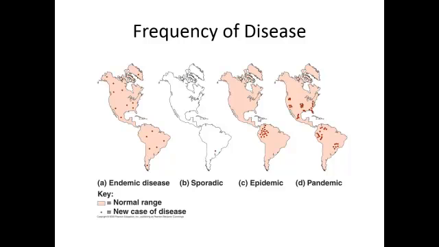We hadn't had West Nile virus in North America before, and so it was considered above endemic levels because it wasn't endemic, and it was considered above sporadic levels because it was found in more than just one small localized area. A pandemic is where you have an epidemic that is on more than one continent. HIV is considered to be a pandemic. It's on every continent on the planet.